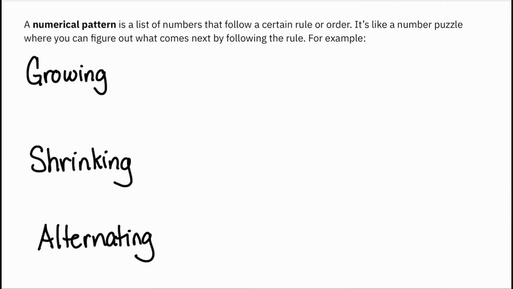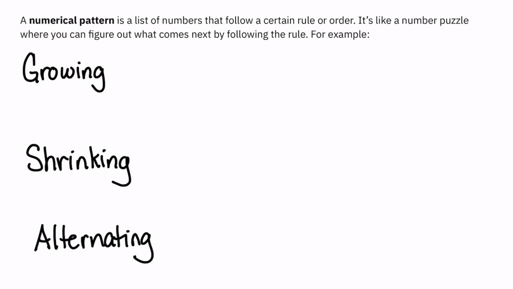So let's start by talking about what patterns are. There are three types of patterns we're going to look at today. They're all numerical patterns, meaning a list of numbers that follow a certain rule. And that's the rule that creates the rest of the pattern. So you're going to try to figure out, it's kind of like a puzzle, what's the rule that creates the next number? Or if I give you the rule, could you figure out what the rest of the pattern is?